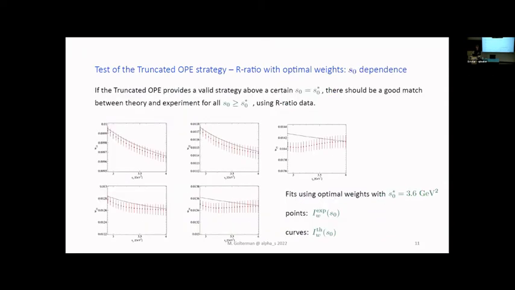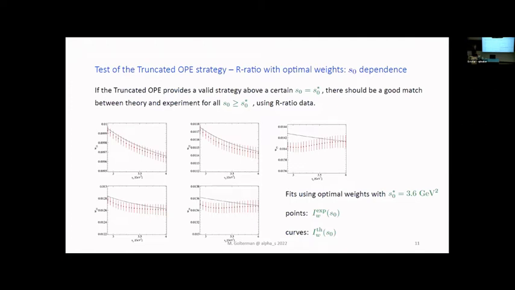Okay, so now let me do the fit at a certain value of S0 equals S0 star. In my previous slide, S0 star was equal to 3.6 GeV squared. Now, if you do the fit at that S0, there should be a very good match between theory and experiment above S0 equals S0 star, right? Because again, theory gets better at higher energies.